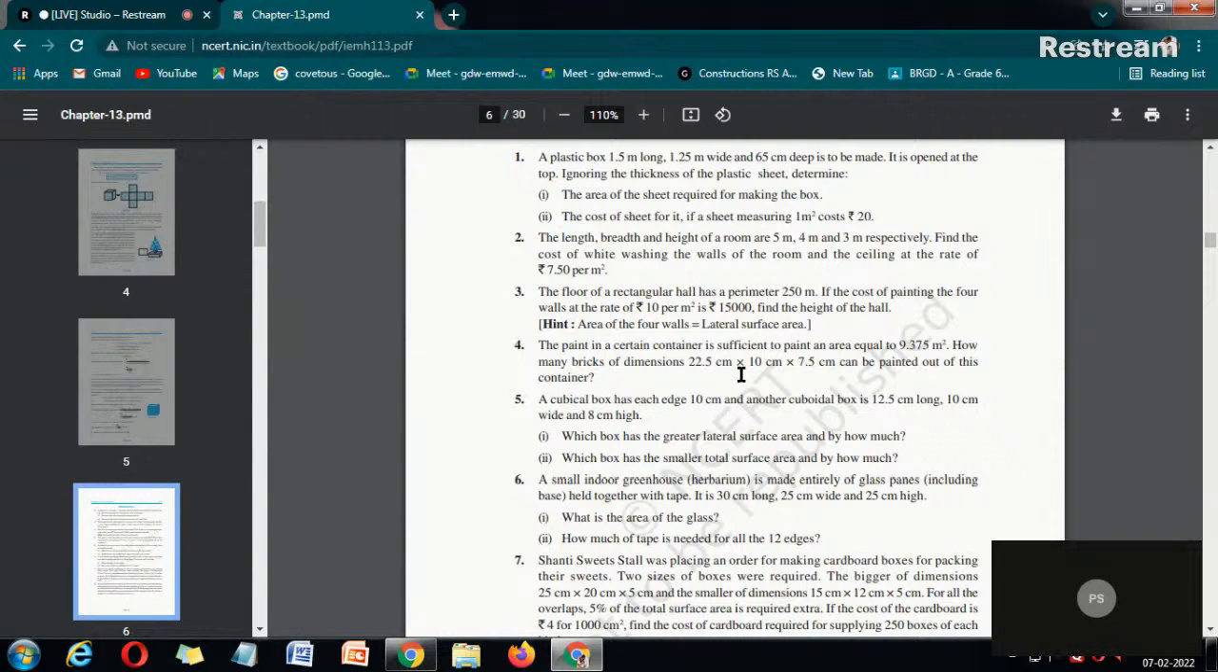So then when we cancel, H will be equal to 6 meters. Clear? Going with our fourth question. What does the fourth question say?